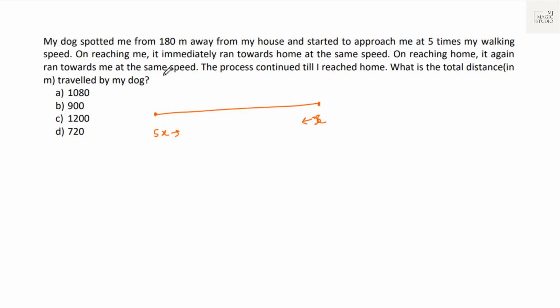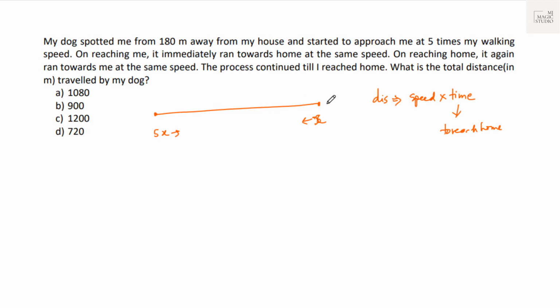On reaching home, he again ran towards me at the same speed. The process continued till I reach home. What is the total distance traveled by my dog? Total distance traveled by my dog is speed of dog into time for which he was running. Time for which he was running is nothing but time taken by me to reach home.